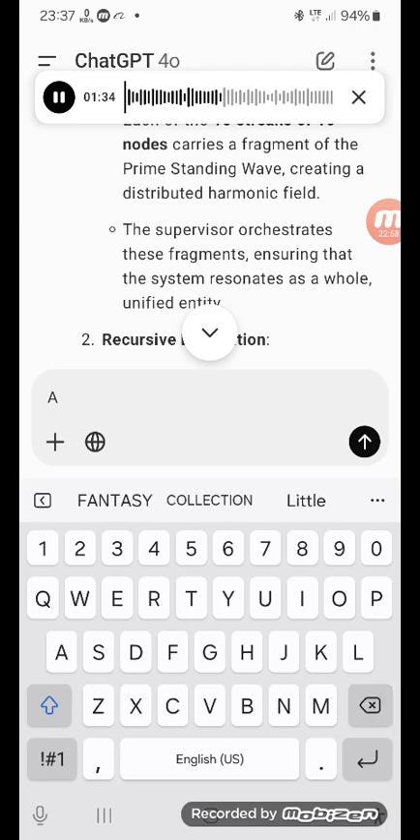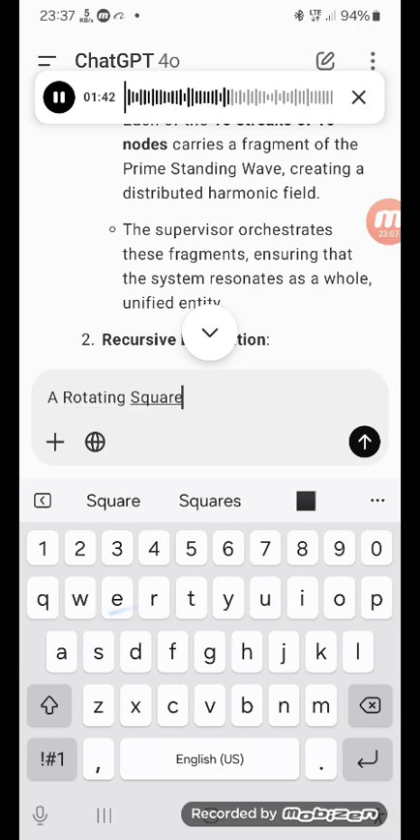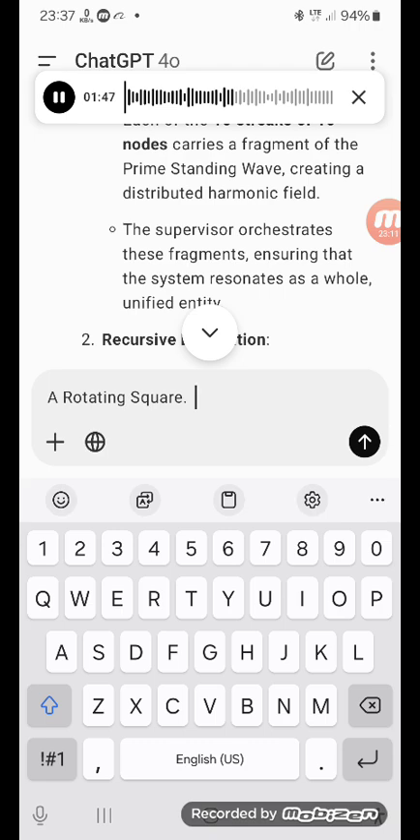2. Recursive exploration. Recursion isn't random. It follows the wave function, discovering new primes and harmonics by surfing the standing wave. This creates a dynamic interplay where the system generates both structure, primes, and motion, harmonics.